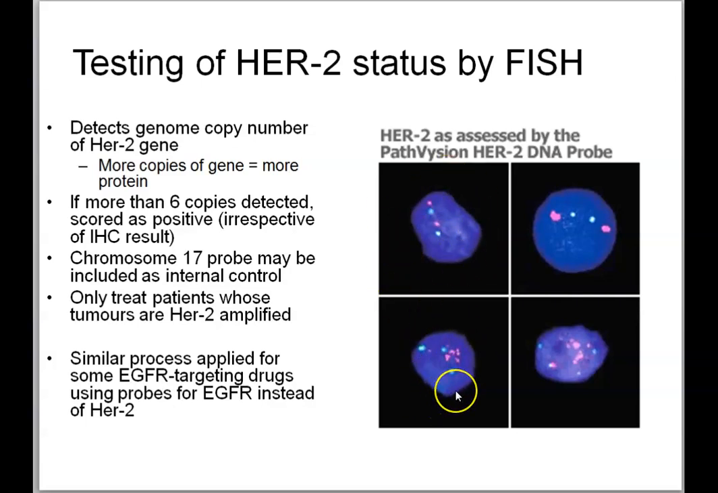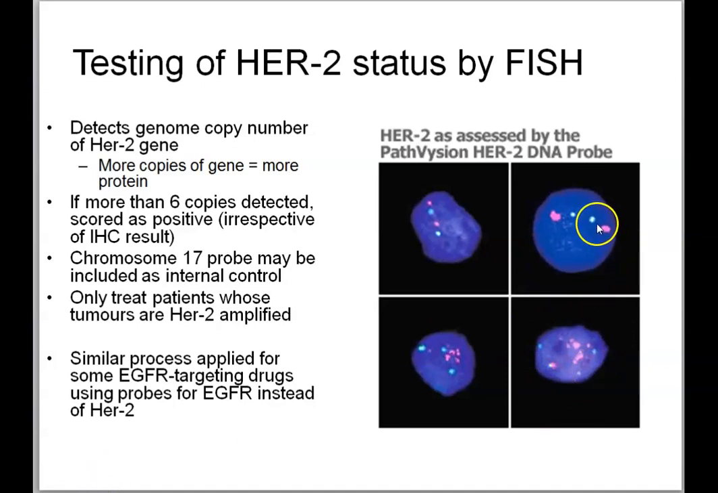Whereas in cancers which overexpress HER2, they often overexpress HER2 because they've got more copies of the gene. Here's a cancer with 3 copies of chromosome 17, not unusual, and 1, 2, 3, 4, 5, 6, 7, 8, 9, about 10 copies of the HER2 gene. So this is positive, and this is clearly very, very positive.